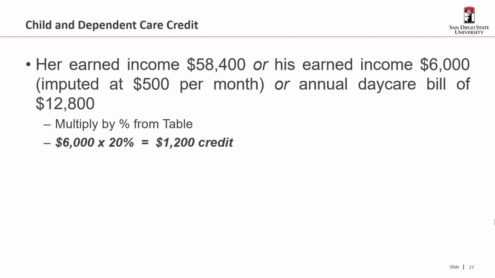Then we would look at AGI. AGI is well in excess of $43,000. So we take the $6,000, multiply by 20%, and voila, we get a $1,200 child and dependent care credit.